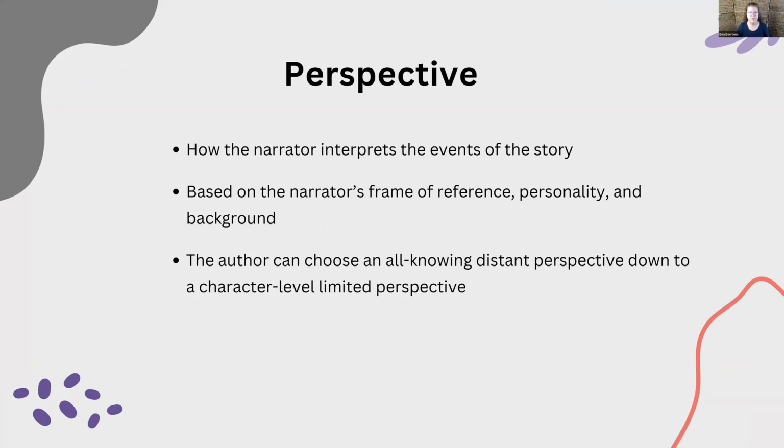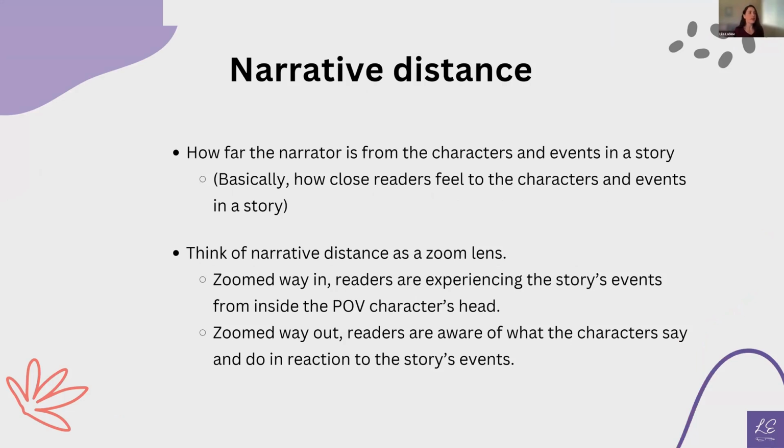And then perspective, this is how the narrator interprets the events of the story. And it's based on the narrator's frame of reference, their personality, and their background. The author can choose an all-knowing distant perspective and then go all the way down to a character level with a limited perspective. And narrative distance is how far the narrator is from the characters and the events in the story. Basically, it's just how close the readers feel to the characters and what's happening in the story.